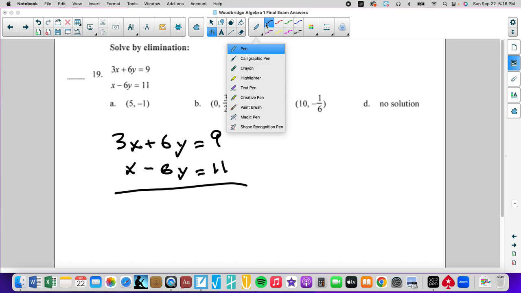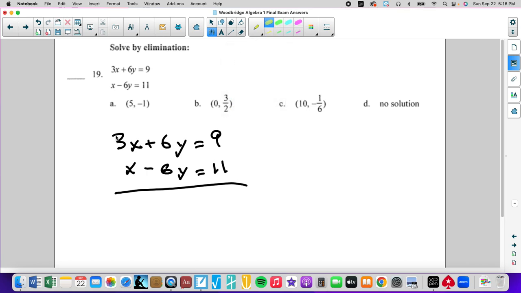And now we're going to add the columns. So we're going to add up the like terms, the like columns. They have to be on the same side. And so 3x and x gives me 4x. Notice positive 6y, negative 6y, eliminate, equals 20. Divide by 4, divide by 4.